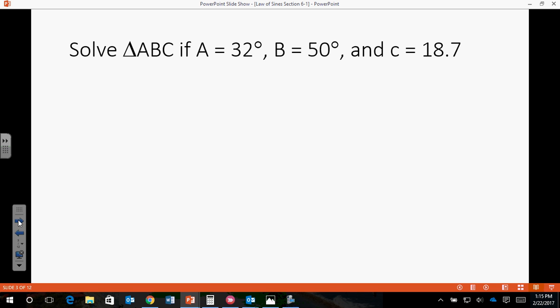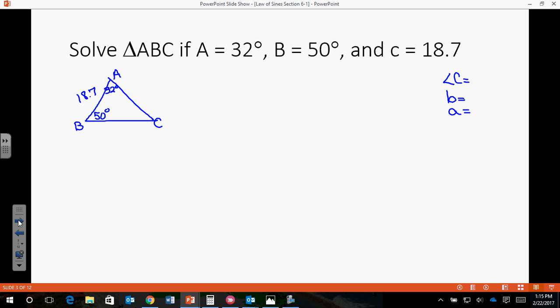So we know that we're going to have to find angle C, we're going to have to find side B, and we'll need to find side A. Okay? And if it helps you to draw the picture, draw the figure, B is 50 degrees, so it should be more than 45. A is 32 degrees, and again, this won't necessarily be to scale. And C, little side C, is 18.7.